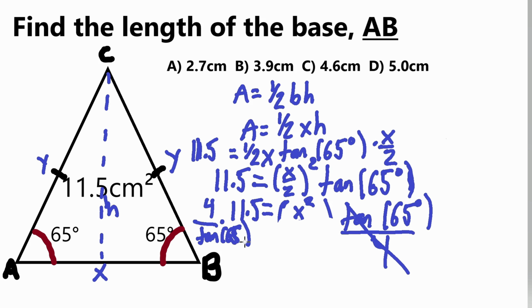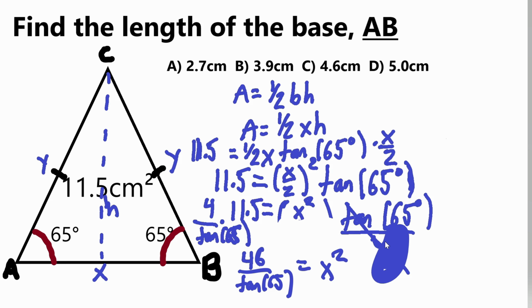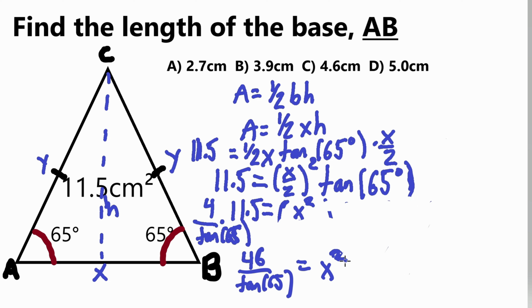which is 4 times 11.5 is 46. So 46 divided by tangent 65 is equal to x squared. So I'm going to make a little more space here so I can work more. Oops. And now to find x, all we have to do is square root.